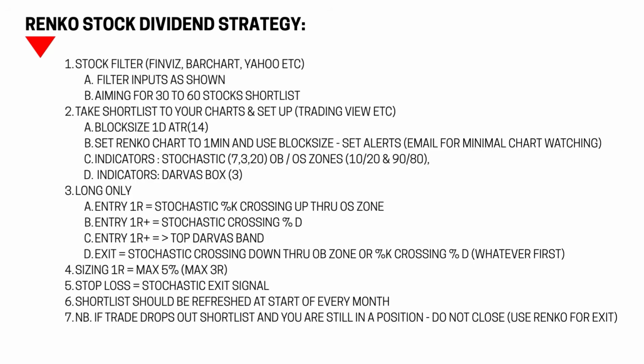If you want to add to the trade, wait for it to cross the percentage D, then you can add further using the Darvas box as it crosses through the top band, and we get out when the stochastic crosses down through the overbought zone, from 90 back down through 80, and under that then we get out, or if it crosses the percentage D first, whatever one clicks in first.